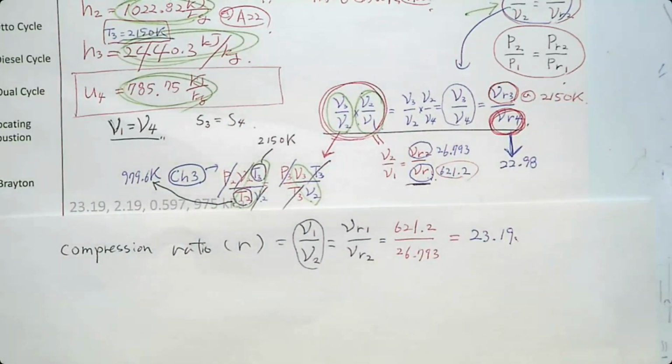If you recall, the previous Otto cycle, the compression ratio in the previous problem was 8. Now you can see the compression ratio is almost 3 times of the Otto cycle. So this one has higher compression ratio. That means that higher fuel efficiency.